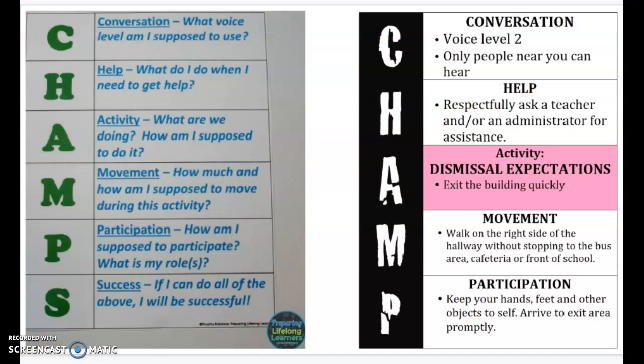All right. On the left, we have an explanation of each letter in CHAMPS. On the right is a simple example of it during dismissal. You'll notice the S is left off of the dismissal example. Their getting gone safely is the implied expectation for success in this example.